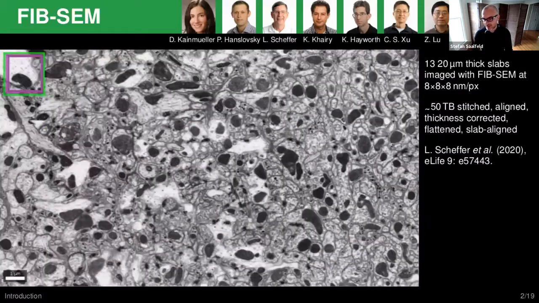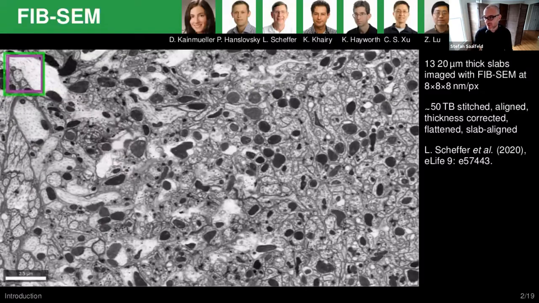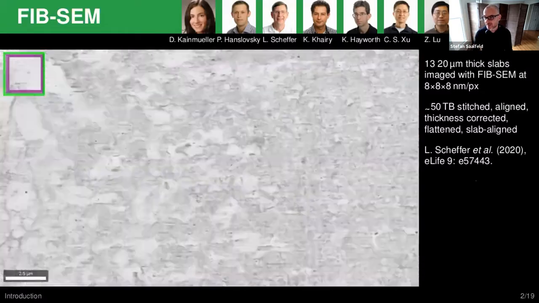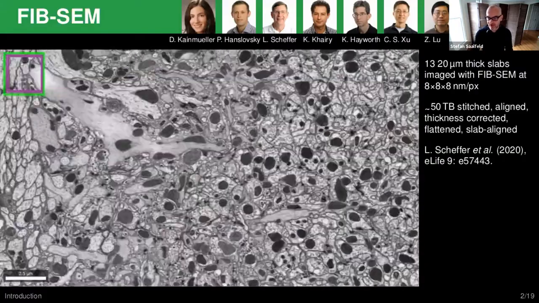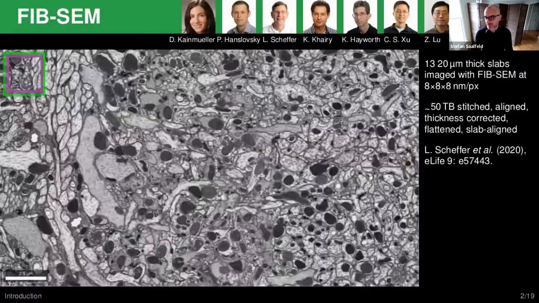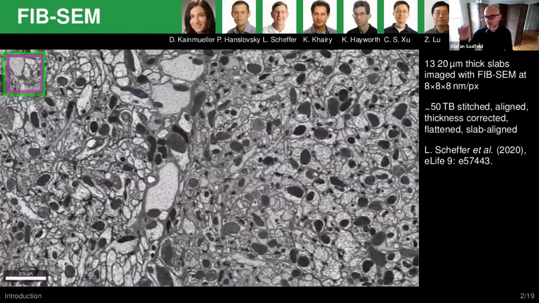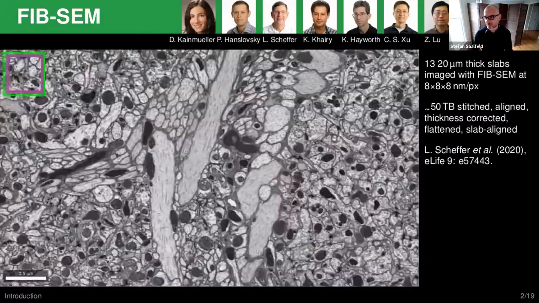The size of this data set is about in the same range as the serial section transmission EM data set that you've seen before. However, the resolution here is isotropic, so reconstruction of neurons and synapses is a little bit easier than with the non-isotropic resolution that you've seen before.